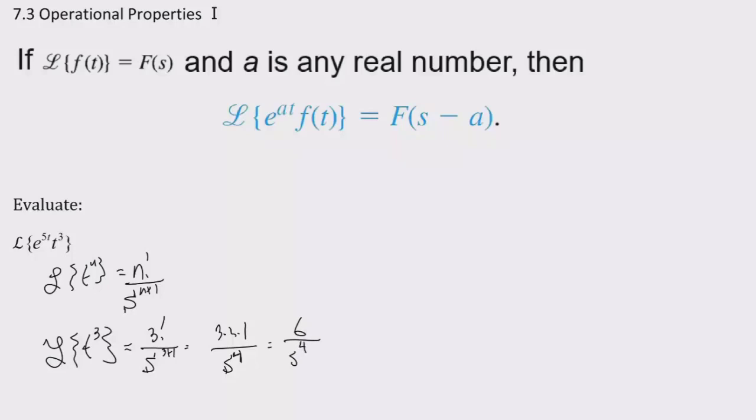Okay, so let's put that with this new property, which says if I take the Laplace transform of e to the 5t times t cubed, that e to the 5t can simply be converted into s minus a, so a in this case would be 5. So that would be 6 over s minus 5 to the 4th power.